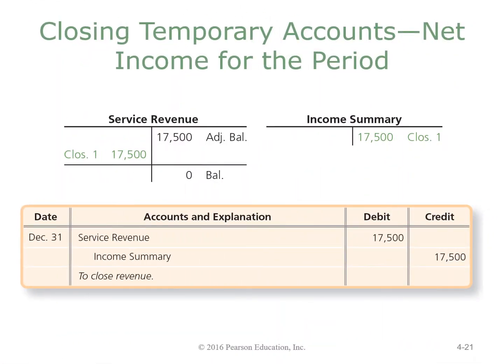Now let's do that in entries. Whenever we would like to close revenue, we have 17,500 credit, so I'm going to debit service revenue for 17,500 and credit income summary for 17,500.